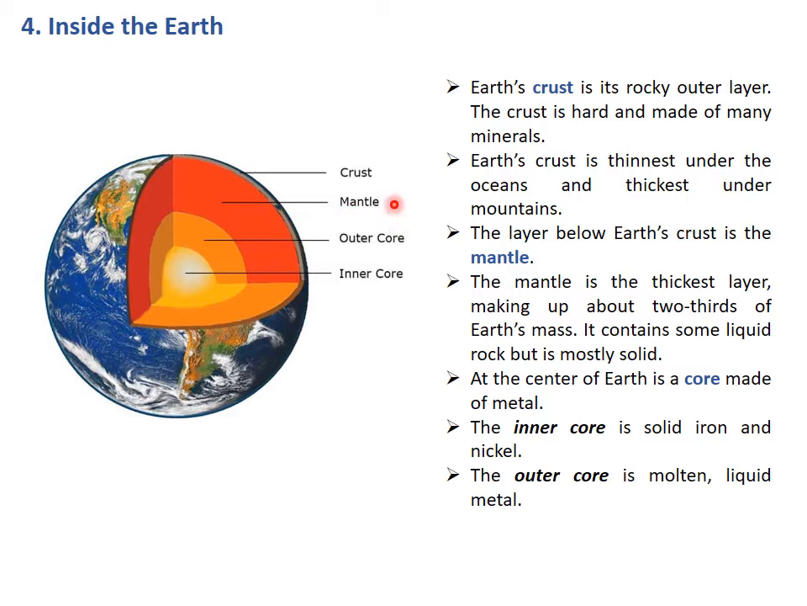At the center of Earth is a core made of metal. We have to know that we have the inner core and the outer core. The inner core is solid iron and nickel. The outer core is molten liquid metal.